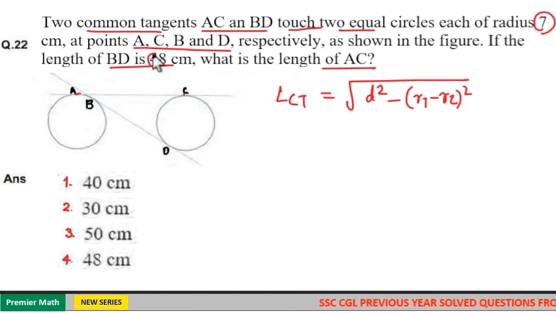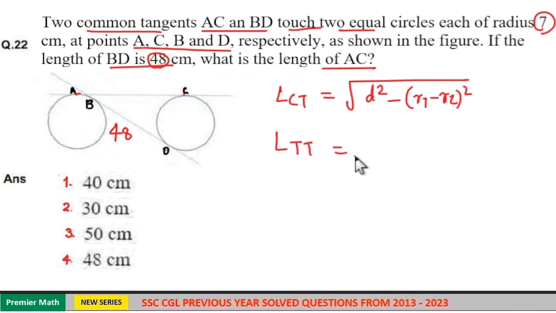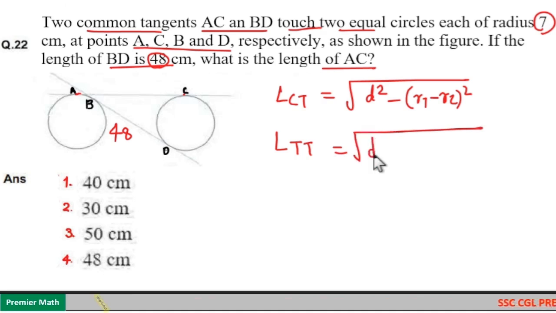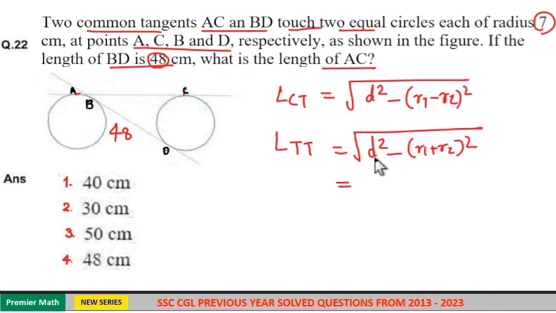And here we have length of BD. Length of BD is 48. Length of BD means length of transverse tangent. This BD is equal to length of transverse tangent. Now length of transverse tangent formula is equal to square root of d square minus (r1 plus r2) the whole square. Now here we have to find out d square. Then we can find the length of common tangent AC.